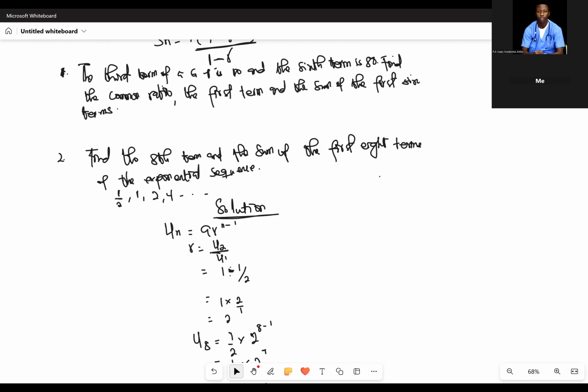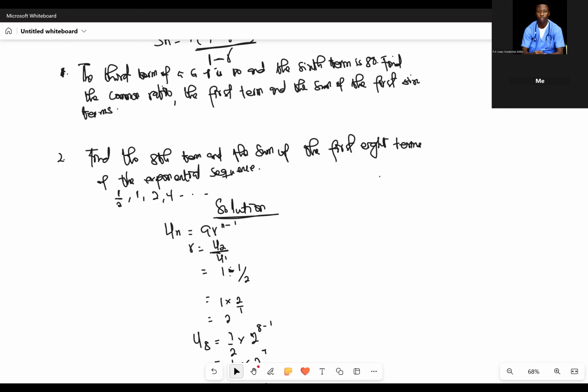So the question is, the third term of a GP is 10 and the sixth term is 80. Find the common ratio, the first term, and the sum of the first 6 terms. So we are looking at 3 things: the common ratio, the first term, then the sum of the first 6 terms. In fact, if you don't find the common ratio nor the first term, you can't even find the sum. Okay, so let's see.